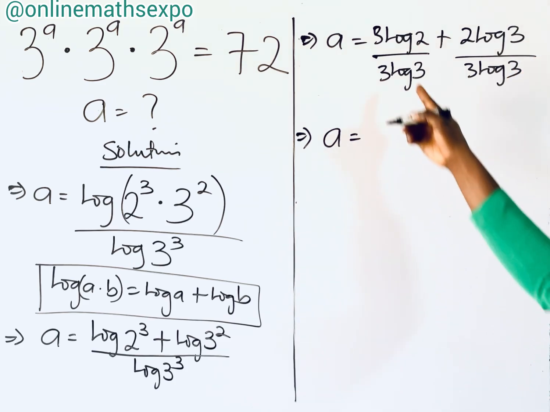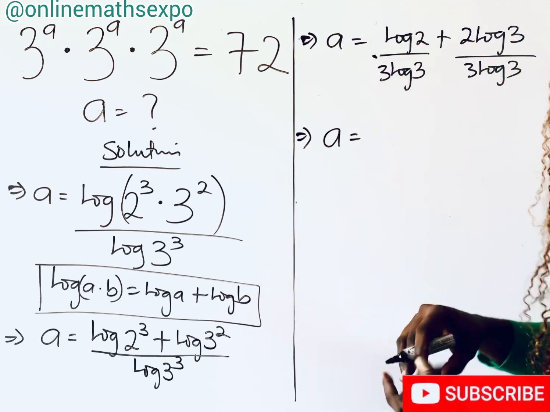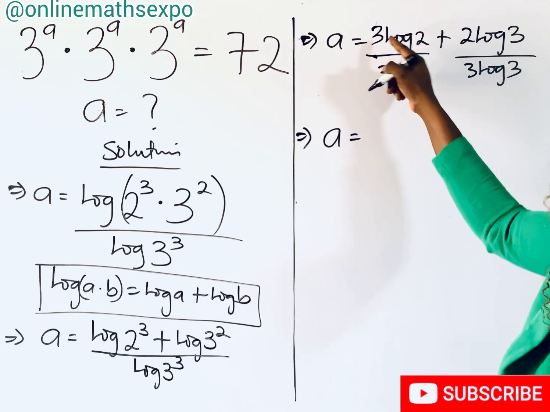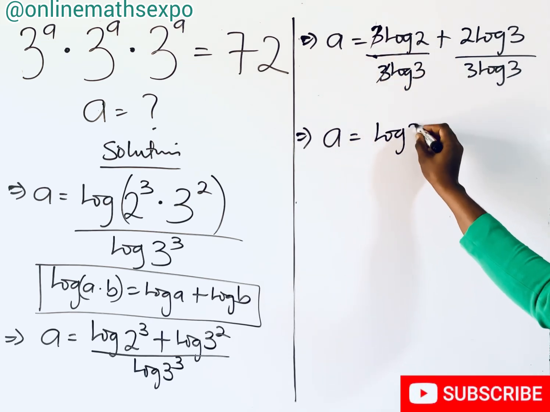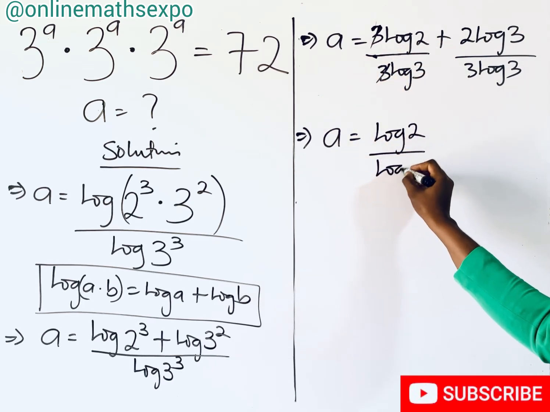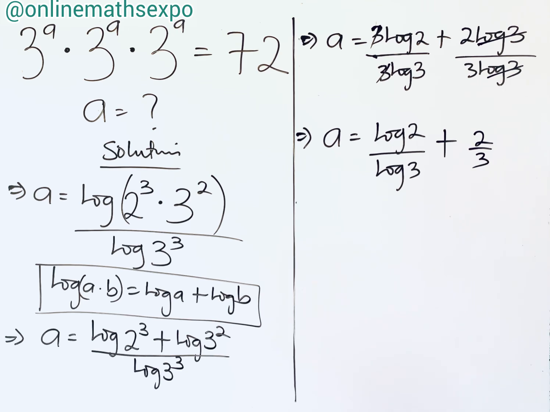Now, you see that what we have here is 3, okay? This is 3 here, and this is 3. So the 3 cancels. We are left with log of 2 divided by log of 3. Interesting. And this is, we add it to this. You observe that these two are the same, so we can cancel it. And you are left with 2 on 3. Interesting.